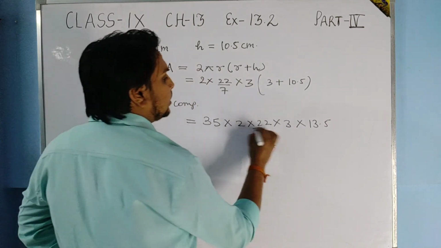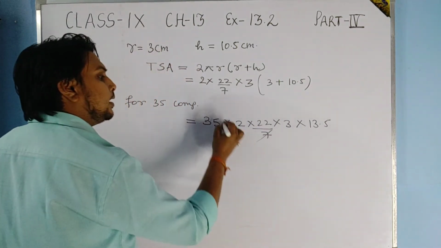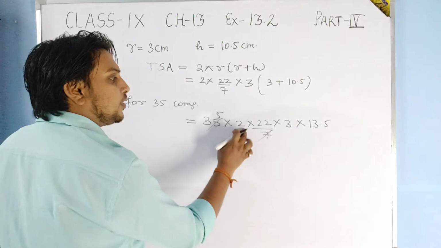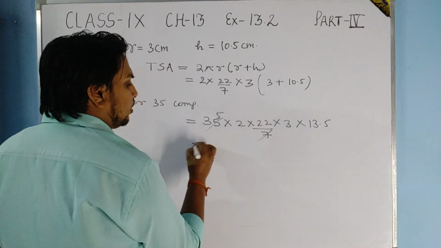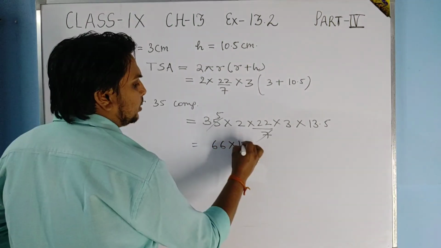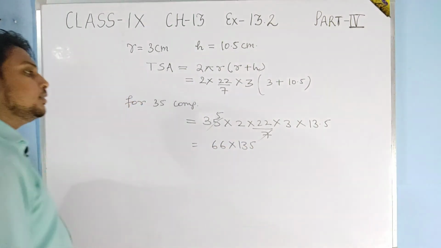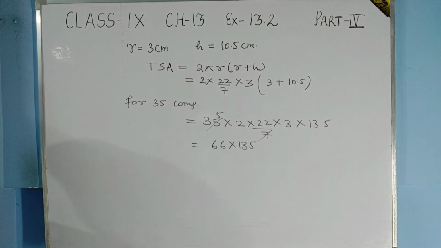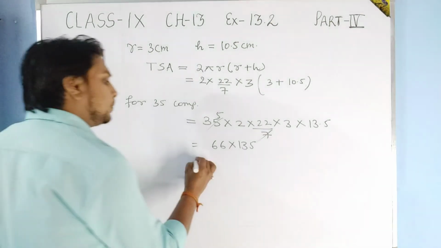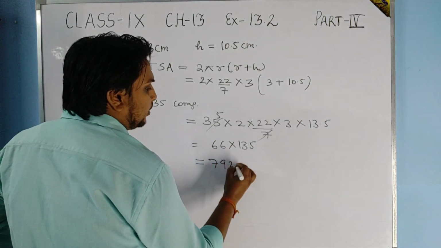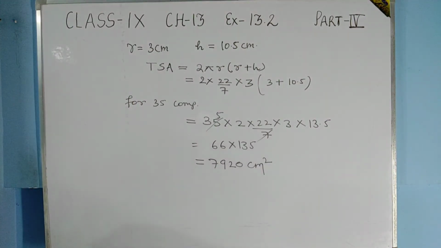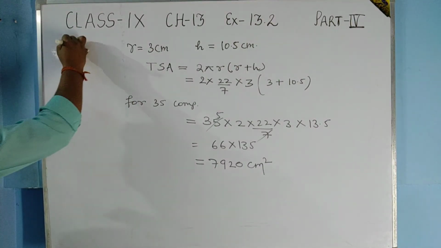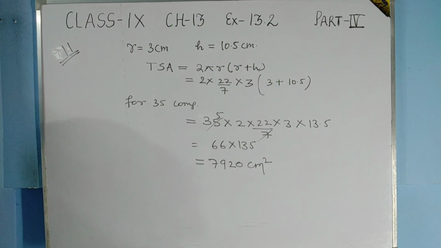So here you can see that 22 upon 7 is there. 7 5s are 35. So 5 2s are 10, and that 10 will balance this 135. So only left is what? 66 into 135. Okay, this you have to calculate, and when you calculate it, what you will get? 7920. After solving it, you will get 7920 centimeter square. Okay, so this much cardboard is required. This was question number 11.